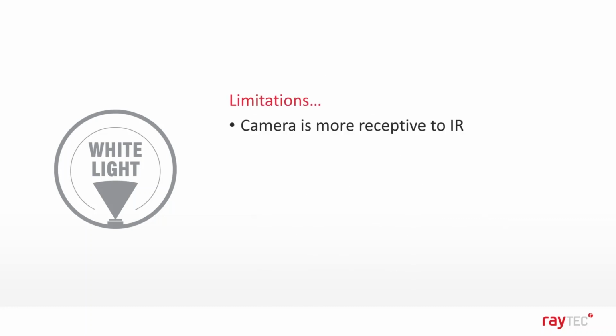It does, however, have some limitations. The camera is more receptive to the IR part of the spectrum, so that means that you're going to get further distance with the infrared. And if we're talking like for like in terms of power and wattage, so if you're using a 50-watt infrared and a 50-watt white light, you're going to always go further with the infrared. So that does need to be considered when you're specifying distances based on what lighting you're going to use.